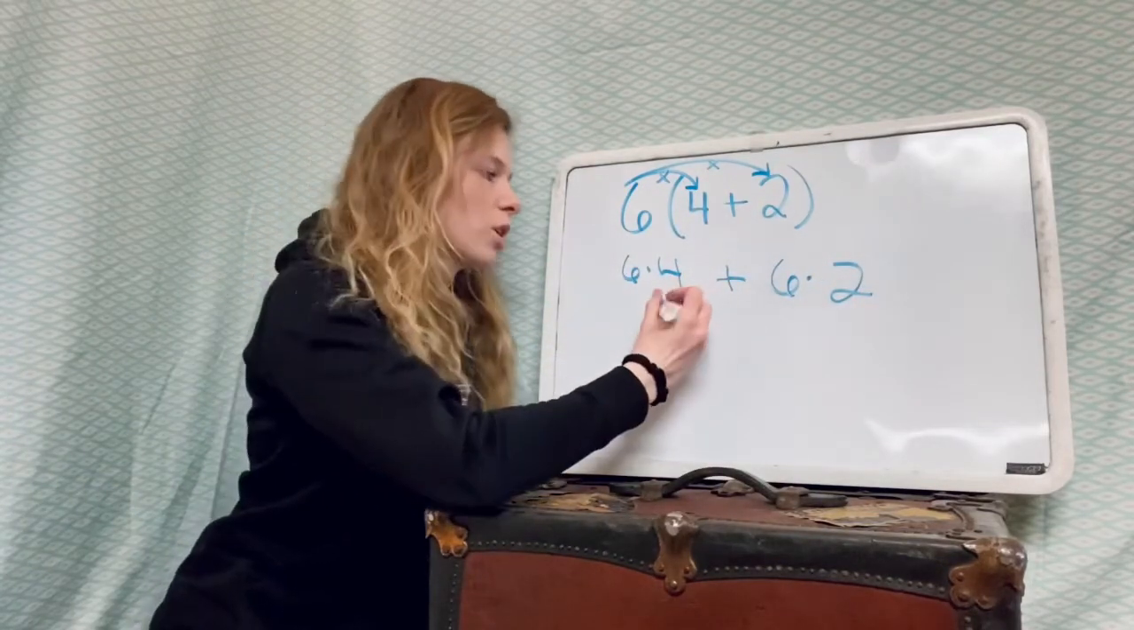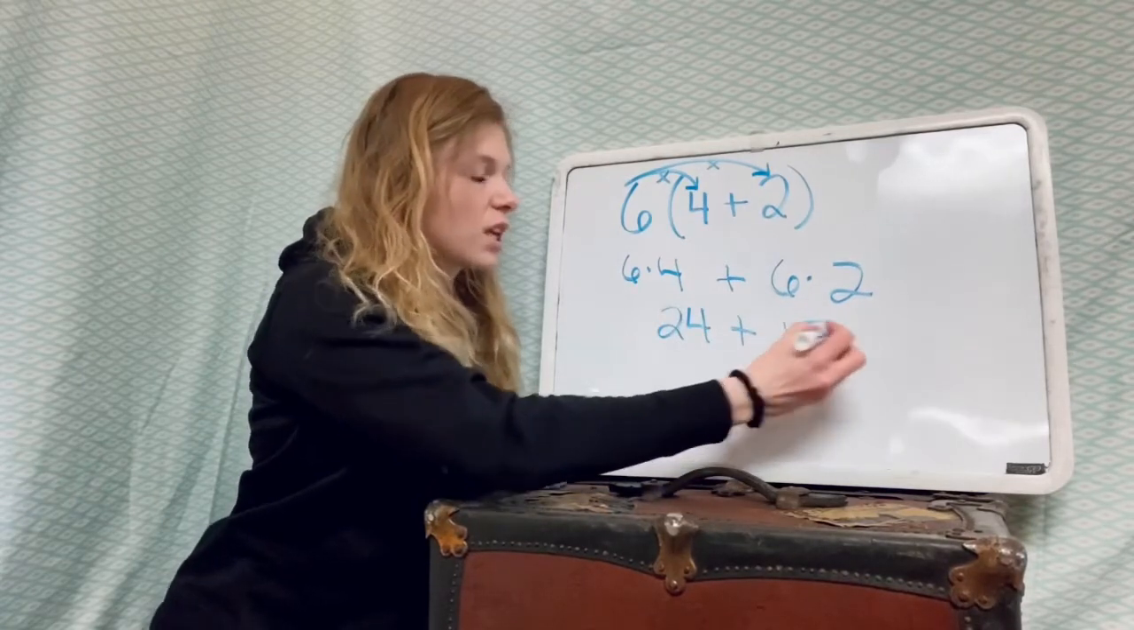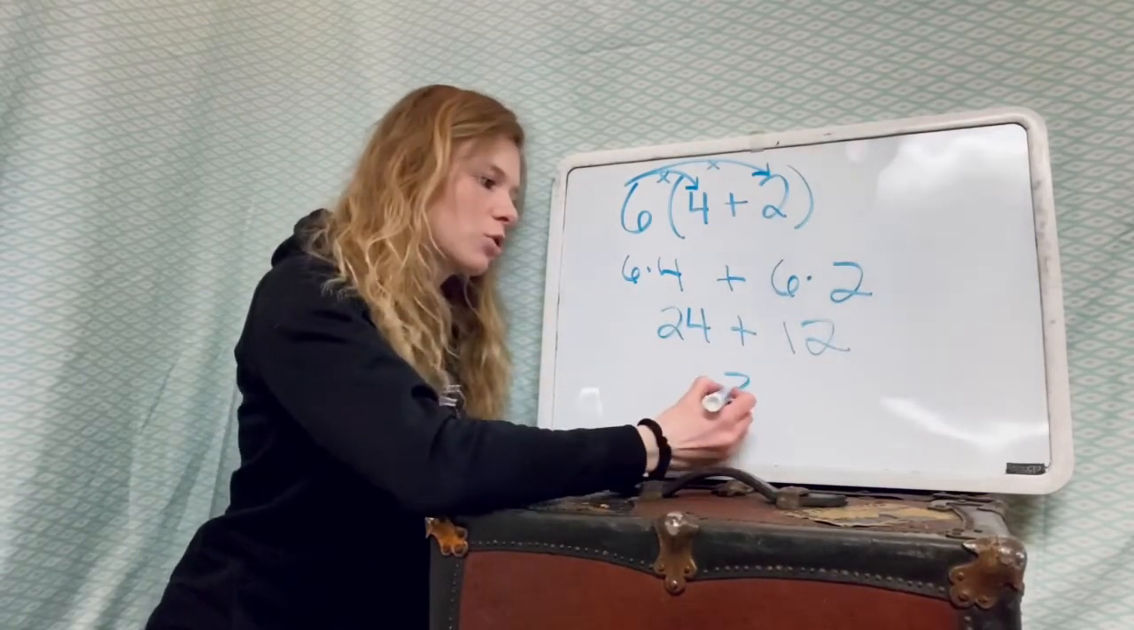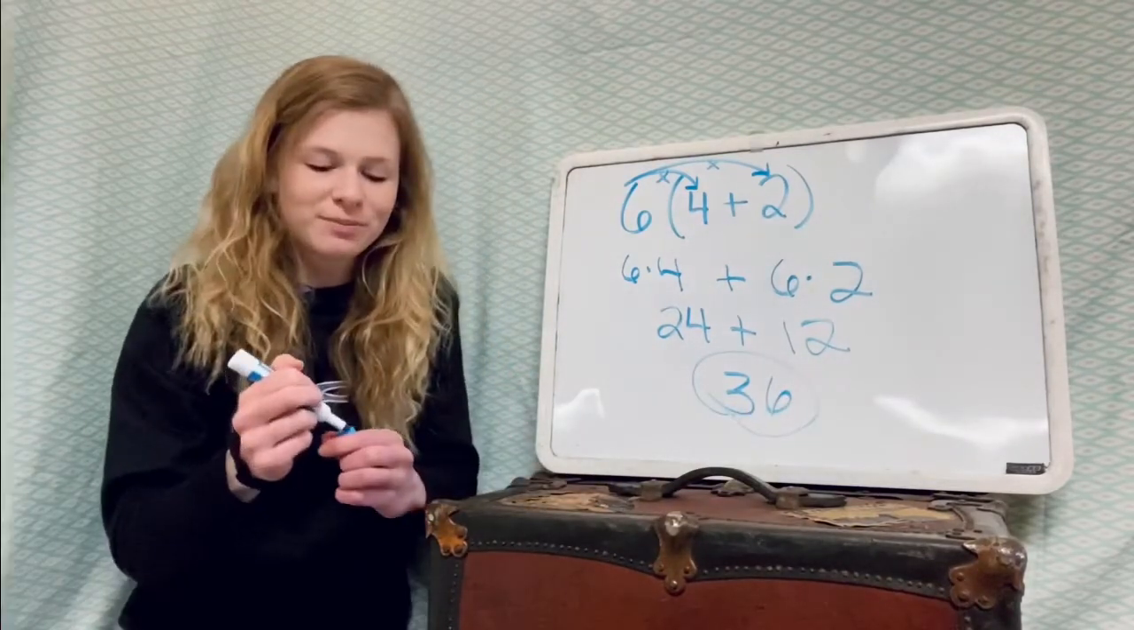Now I'm going to follow order of operations and simplify this expression. 6 times 4 gives me 24. Plus 6 times 2 gives me 12. This gives me a total of 36 for my answer.